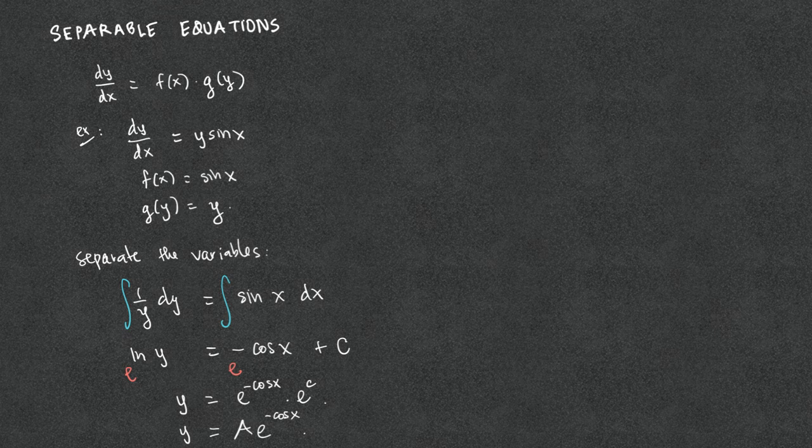As long as we can write the differential equation as a product of two functions, one in terms of x, the other in terms of y, and as long as we can find the antiderivative of the left-hand side and the right-hand side, then we can isolate y to obtain the general solution to the differential equation. Now we're going to justify what allows us to separate the variables.